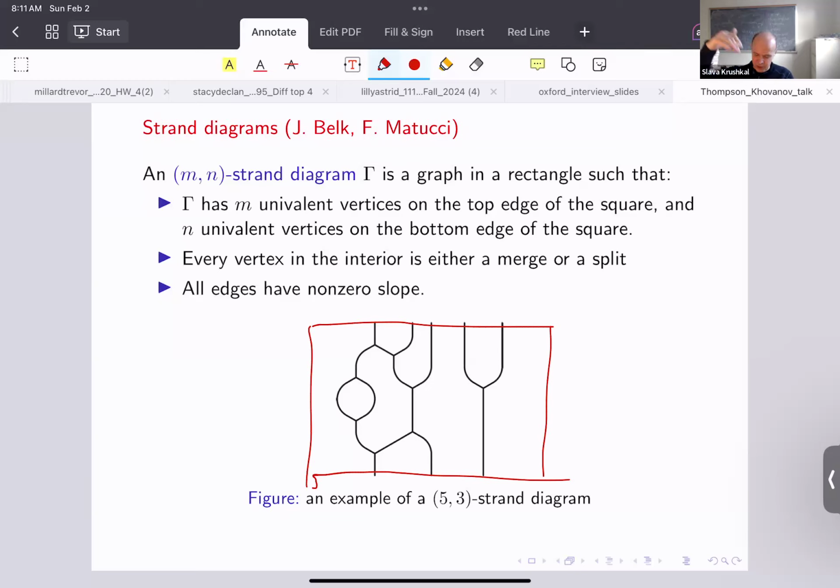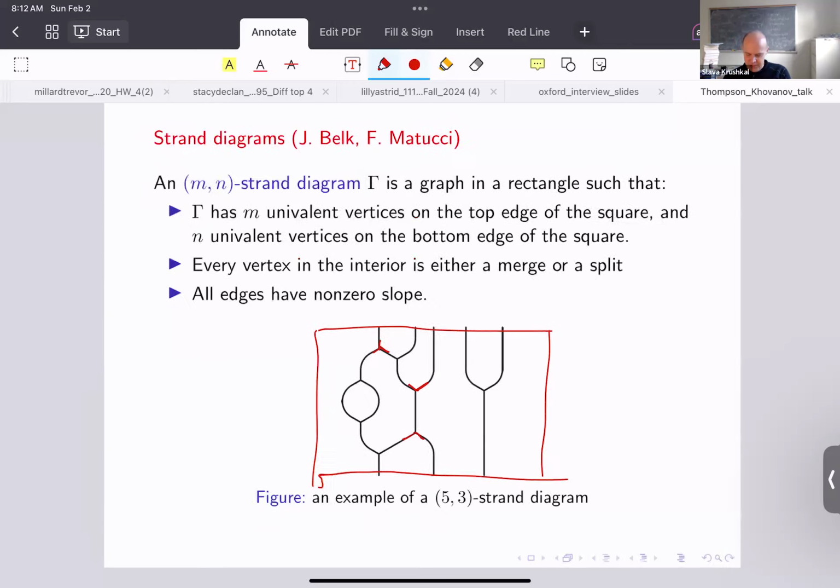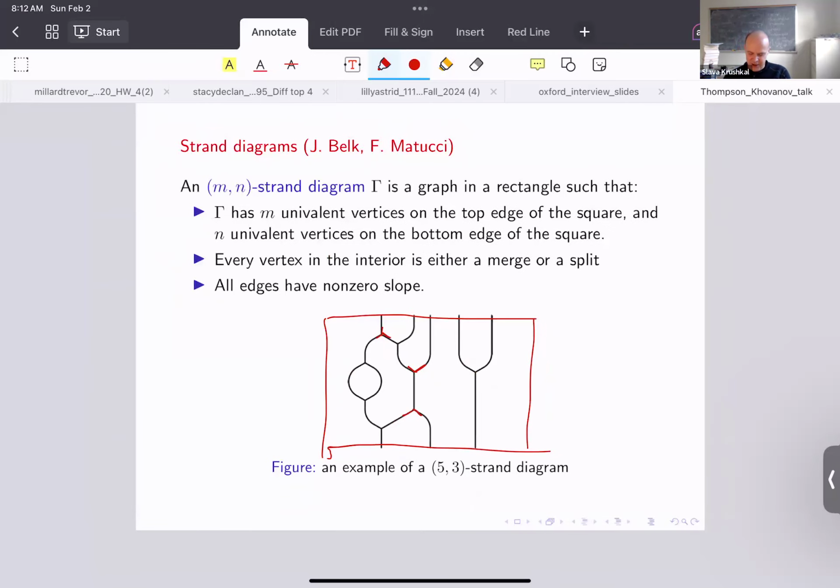Again, we're going to go down in a vertical coordinate, and so there are splits. So here is a split, and there are also merges. And the edges have non-zero slope. This is just a convenient convention. So this is sort of the analog of tangles, but in this combinatorial world of strand diagrams. And I'll explain the relation to the Thompson group in just a minute.